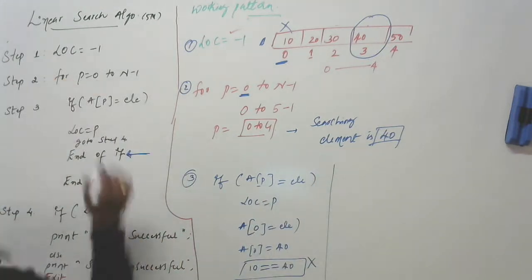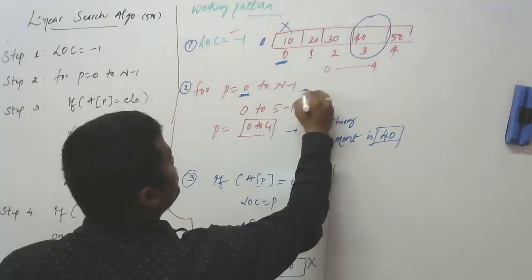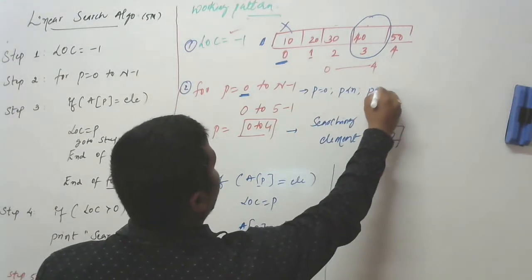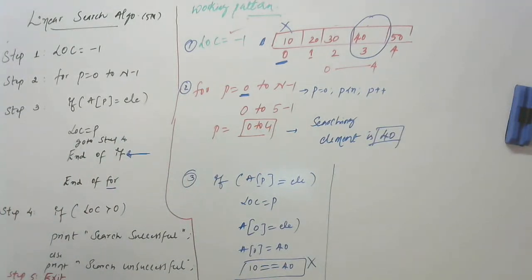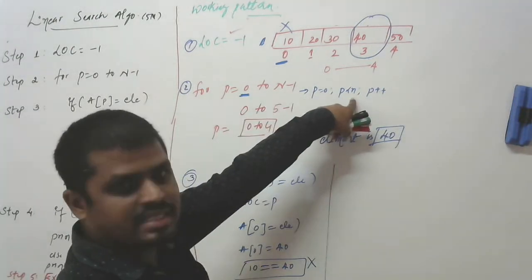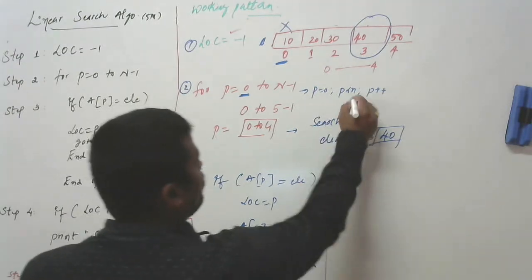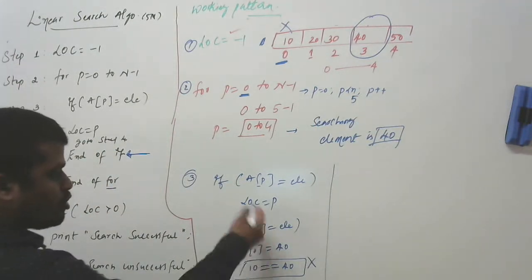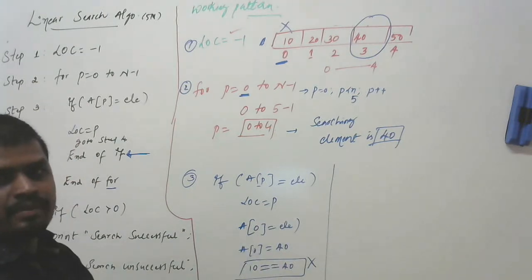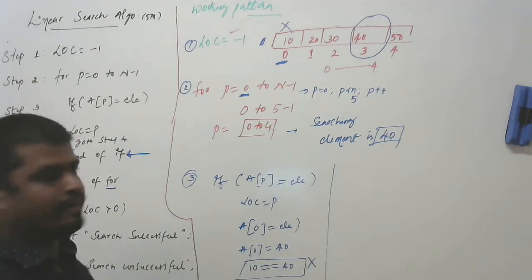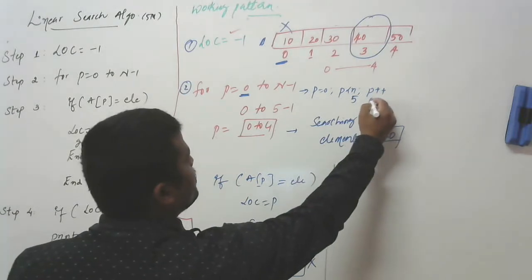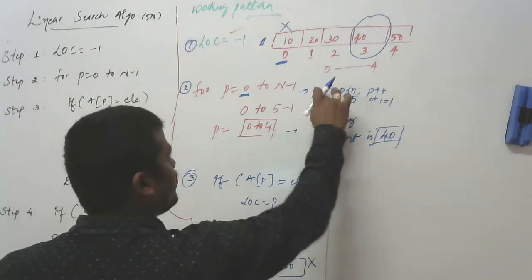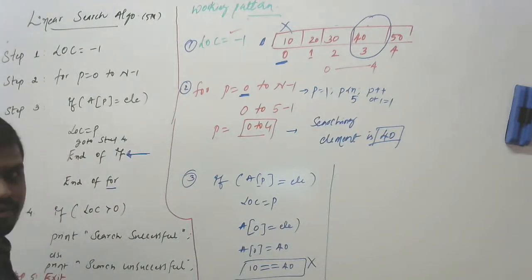It is like this: p equal to 0, p is lesser than n, p plus plus. We know n value is 5. 0 is lesser than 5, condition is true. But at the 0th position, searching element 40 is not available. Now, p plus plus: 0 plus 1, how much is it? 1. Now it will take it as 1.